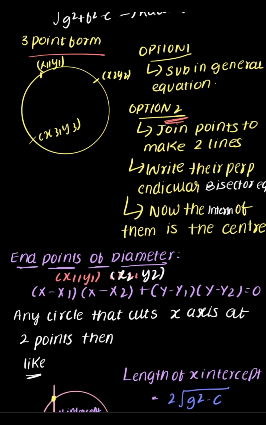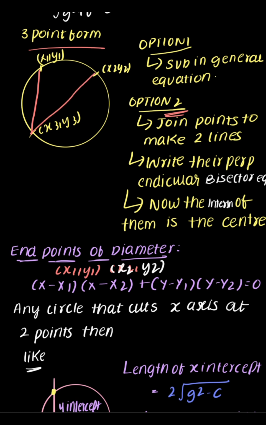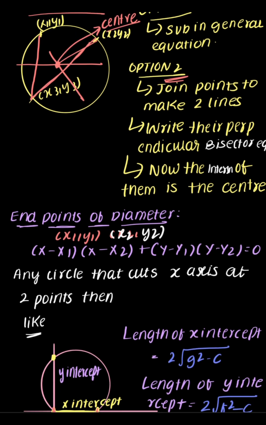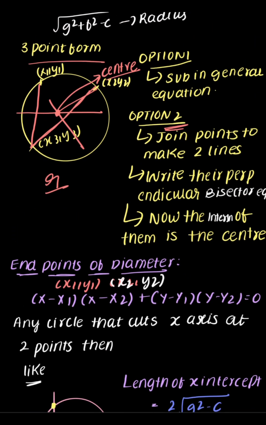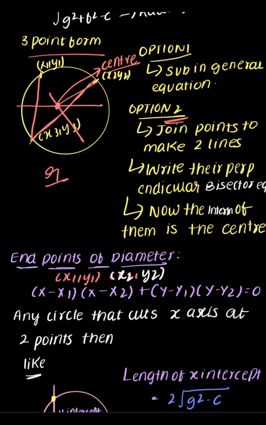So the second option is to join any 3 of these points, make 2 lines. So you have 2 lines here. Now you're gonna draw their perpendicular bisectors. Now I'm a horrible artist, my drawing is just bad. So this does not look like the center of the circle, but I promise you this is the center of the circle. Now that you have the center, you can just take the distance from the center to any of the 3 points that were given to you and you'll get the radius. So quick recap: 3 points, join them, form 2 lines, perpendicular bisectors, intersection point is the center.